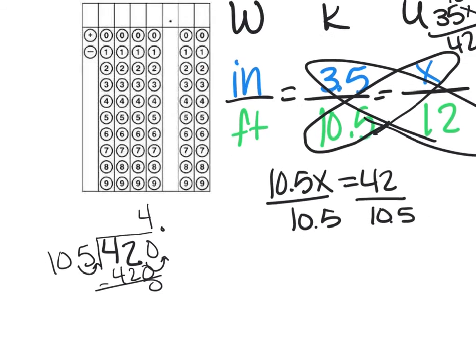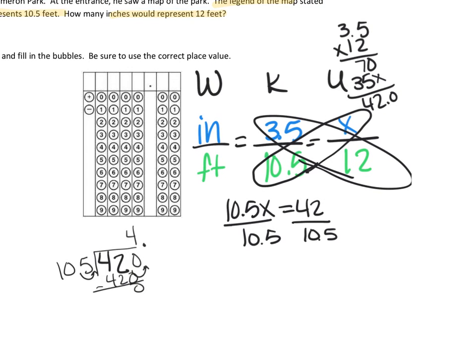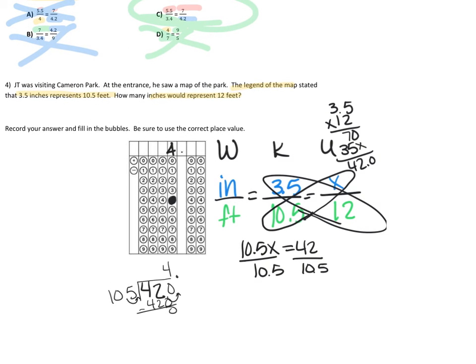Okay. So my answer choice is 4. I'm going to put it in front of the decimal. 0, 1, 2, 3. And then shade that dot right there. Okay. We're going to do one more problem.